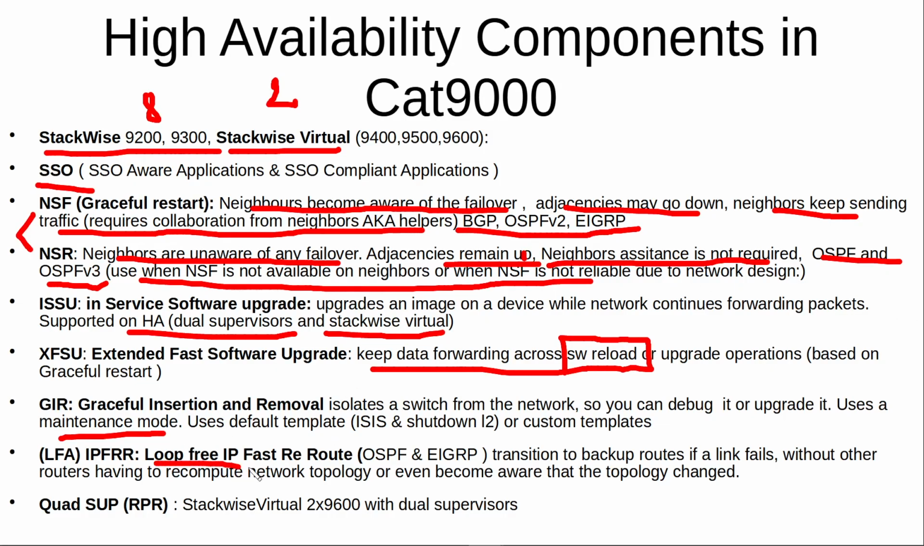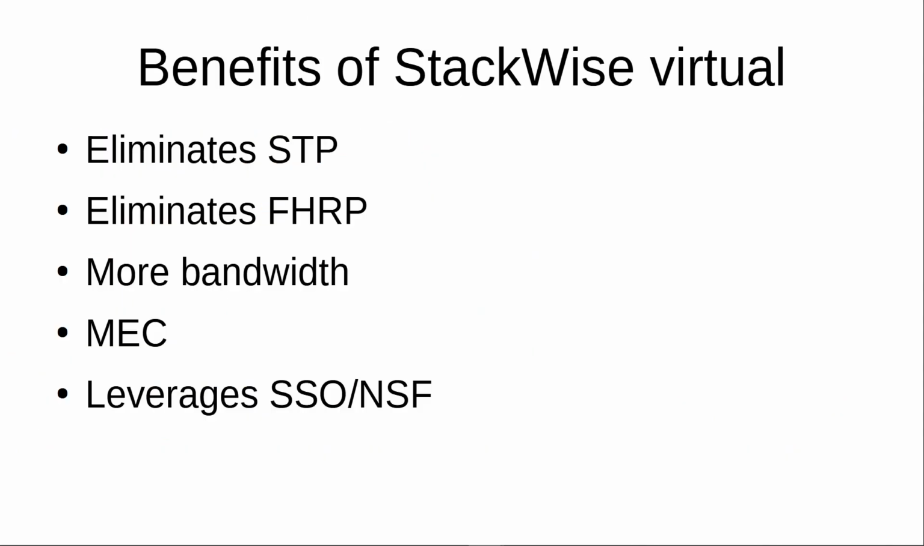You can also have loop-free IP fast reroute feature that works for OSPF and EIGRP when you have some new options to transition to backup routes if a link fails. You can also have the quad supervisor feature where you can actually work with 4 supervisors if you have a StackWise Virtual where each chassis has 2 supervisors.